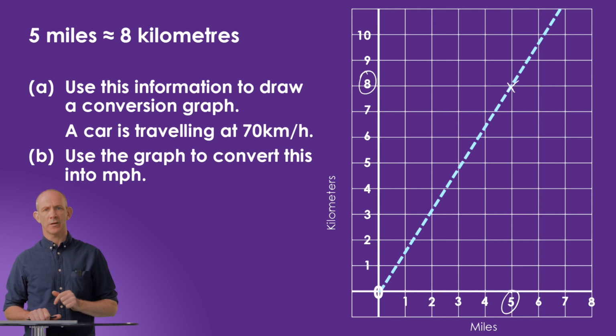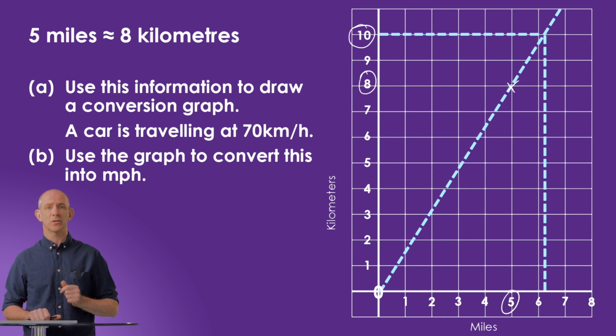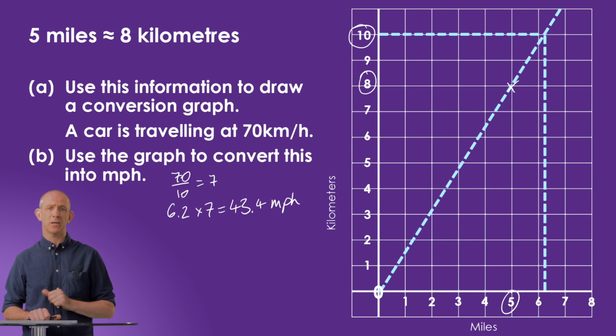If we're asked to use this line to convert a speed, as in this case 70 kilometers per hour, and the chart doesn't go up to 70, we can choose the largest amount on the graph that is a factor of 70, to save doing any complex division to calculate what a multiplier would be. In this case, we can use 10 kilometers, which would convert to roughly 6.2 miles using the conversion chart. As there are 7 tens in 70, we can multiply 6.2 times 7 to get 43.4 miles. This means that 70 kilometers per hour is roughly equal to 43.4 miles per hour.